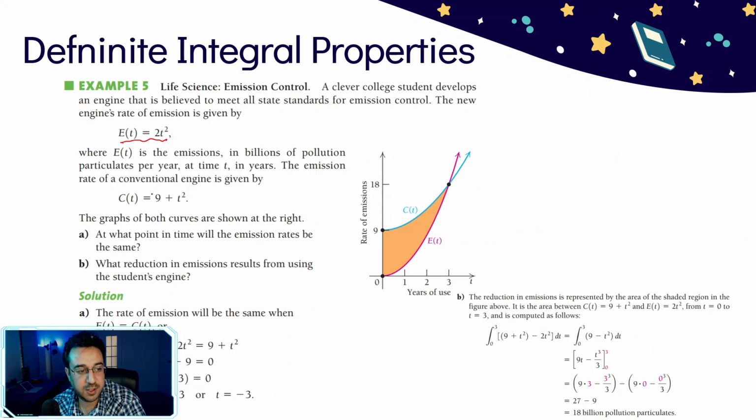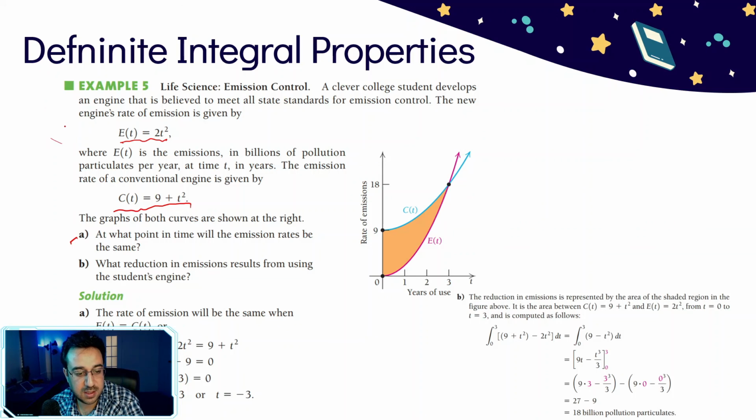The E of t is represented here as emissions in terms of physical units, a billion of pollution particulates per year. The emission rate of a conventional engine is given by C of t equals 9 plus t squared. He's asking at what point in time will the emission rate be the same, and what reduction in emission results from using the student's engine. The first one, as a hint: at what point will the emission rate be the same? In this case, E of t would equal C of t. So the emission rate would equal the conventional engine rate. Equalizing that would give you that they would be equal at t equals 3 and t equals minus 3.